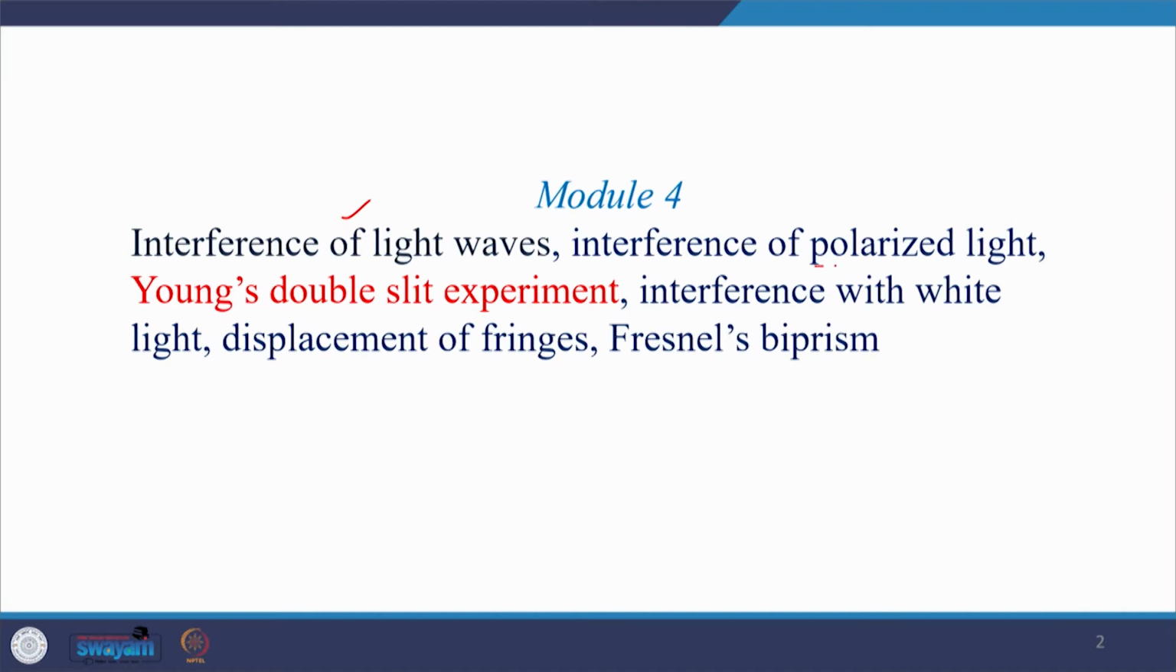Hello everyone, welcome back to my class, and today we will talk about Young's double slit experiment. We are in module 4 and we have already discussed interference of light waves, and the role of polarization in observing interference fringes is also discussed. Let us start today the Young's double slit experiment.